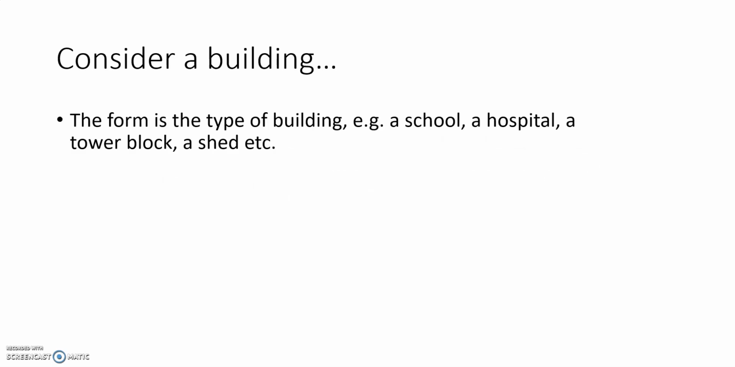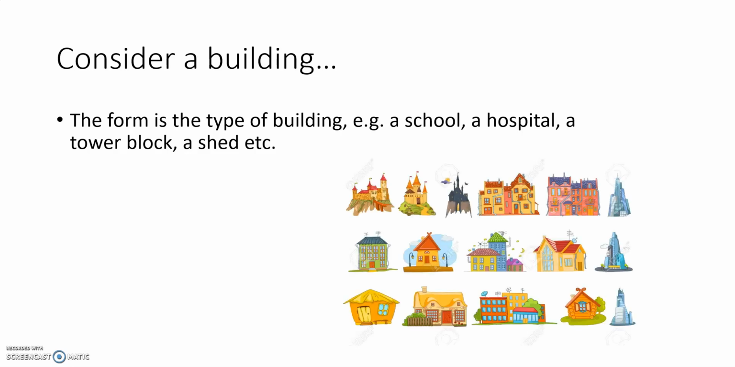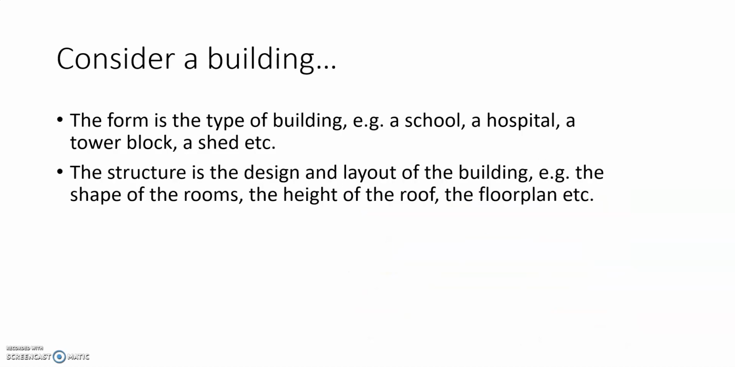Let's look at it in a bit more detail. I want you to consider a building. The form, when you're considering a building, is the type of building it is. So you could have a school, a hospital, a tower block, a shed. Within a school, you can have different types of buildings as well. The DT block is always quite different from, say, a sports hall or the maths classrooms. So the form is the type of building.